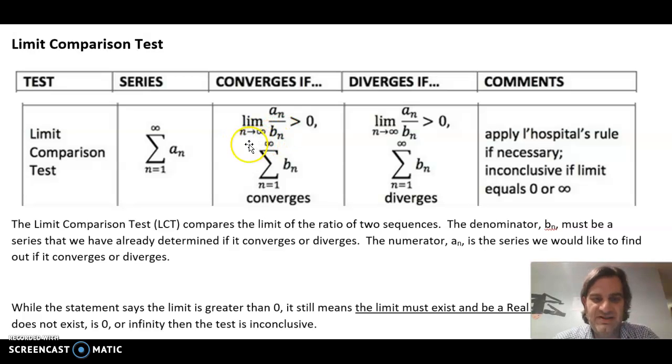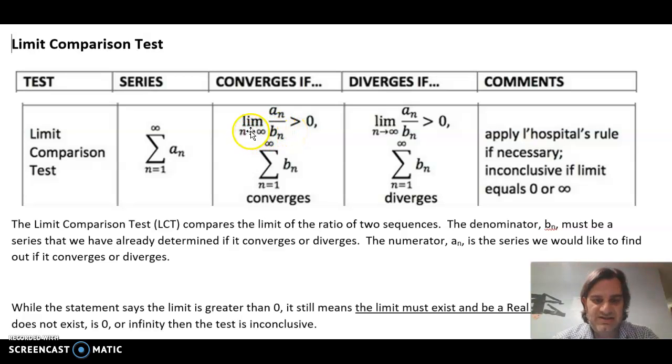So think about what I'm saying here. In theory, a sub 1 would be over b sub 1. A sub 2 would be over b sub 2. So we're taking two matching terms in the two sequences, and we are creating a fraction. So we're going to do that for every term. So we're going to infinity. So basically what we're doing is we're looking at what this fraction does as we keep moving out.